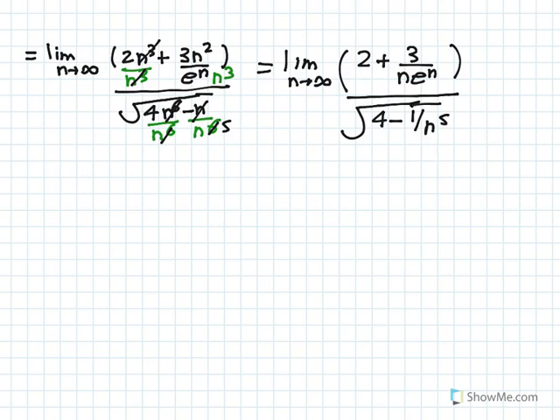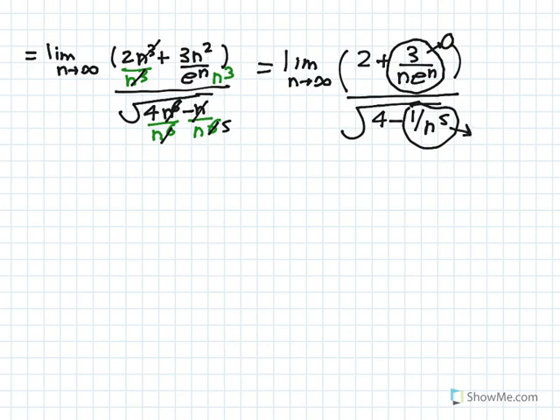Now, when we take the limit as n approaches infinity, 3 divided by n e to the n is just going to approach 0, because you have a constant in the numerator and n e to the n in the denominator grows to infinity. For the same reason, we have 1 divided by n to the 5, a constant in the numerator dividing by something that grows to infinity.